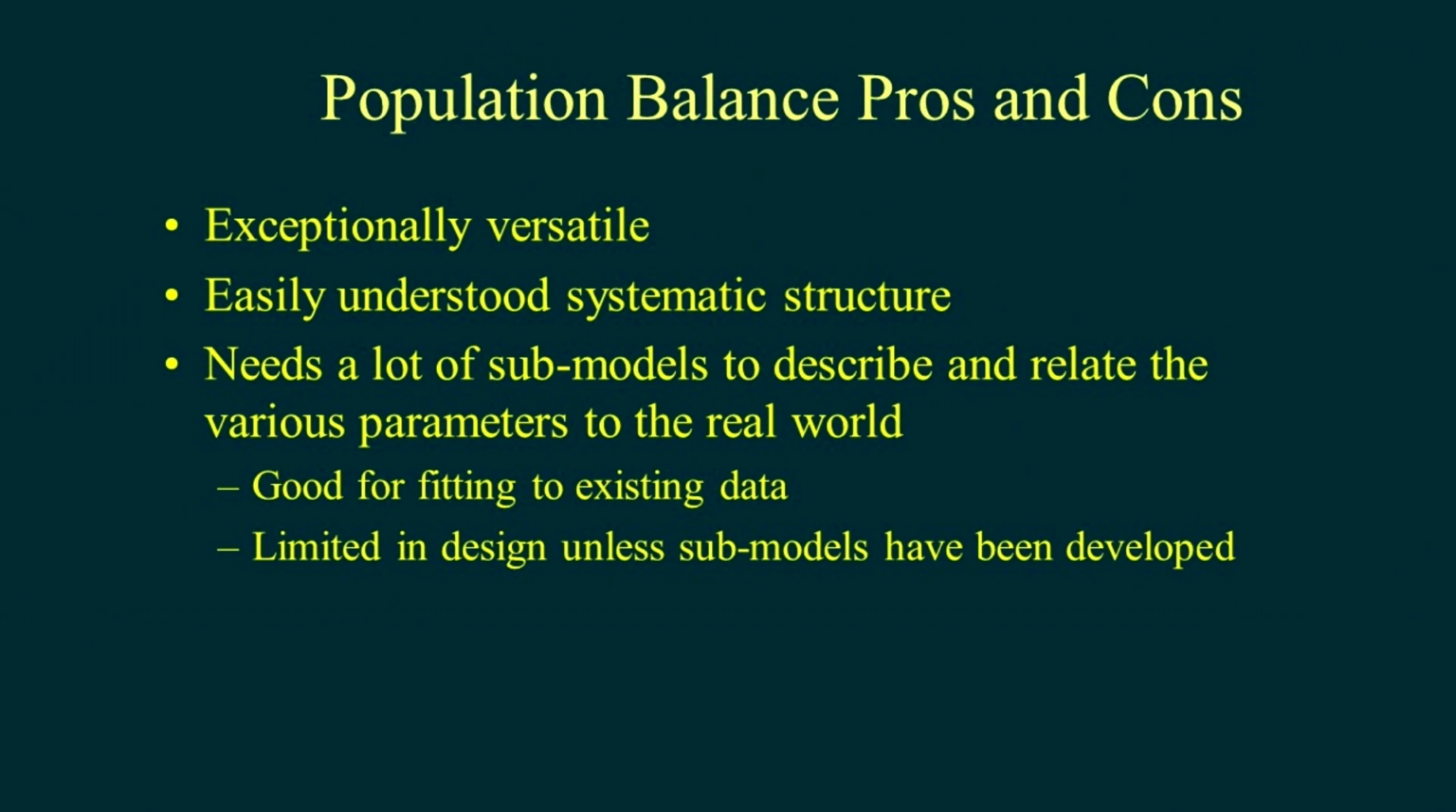So, what are the pros and cons? Exceptionally versatile. That population balance model will just about fit any comminution device you care to mention. As somebody once said, it is so versatile it could fit an elephant. It's that good. It's easily understood. It has a highly systematic structure. Its biggest Achilles heel: you need a lot of sub-models to give you all those parameters that I said you need to put in.